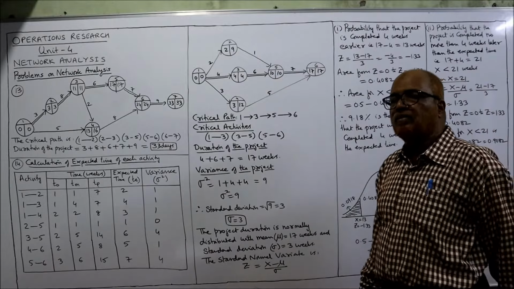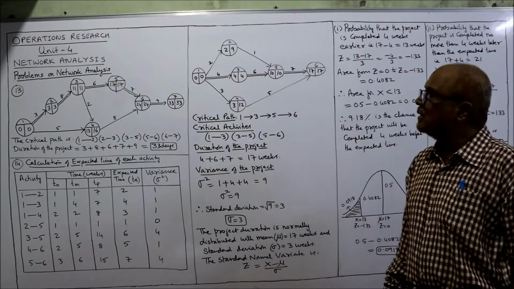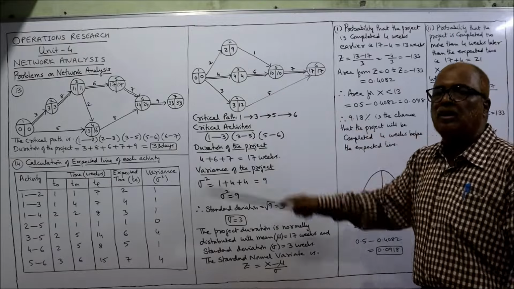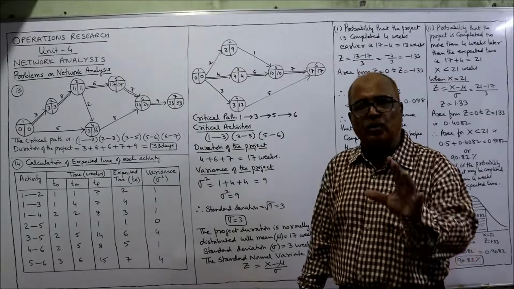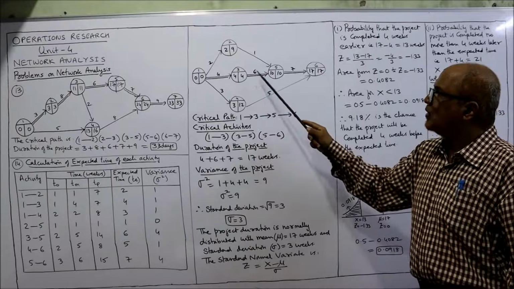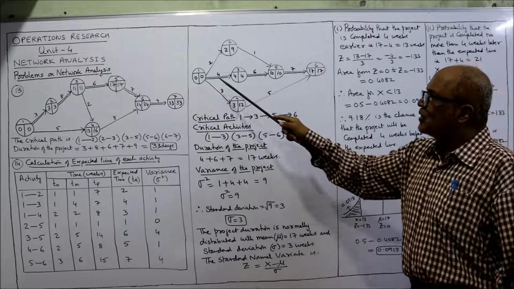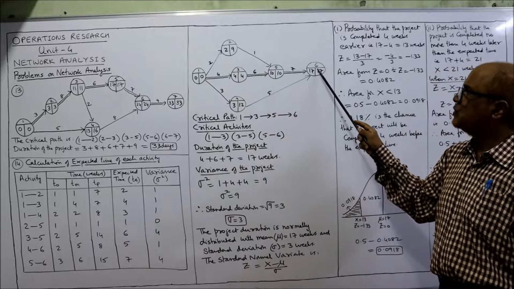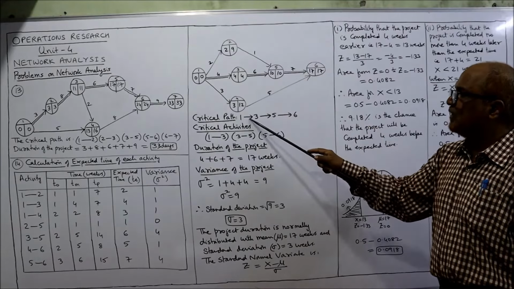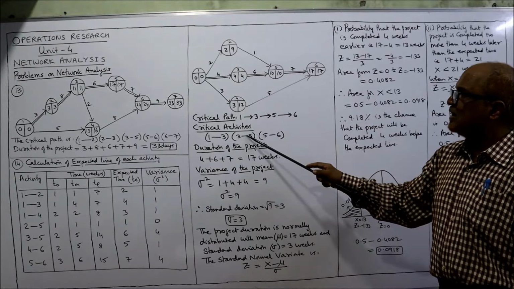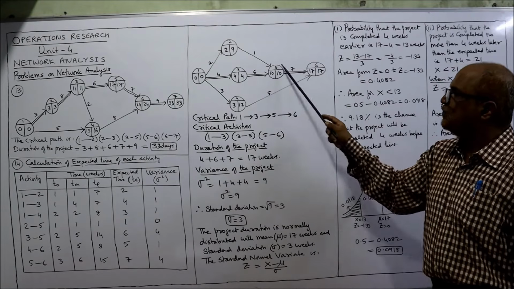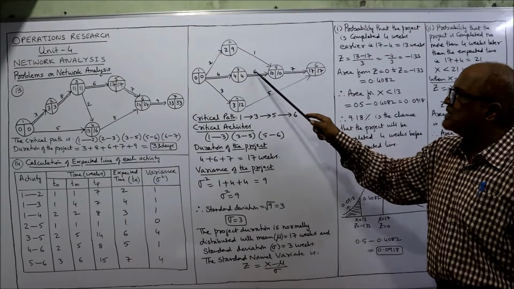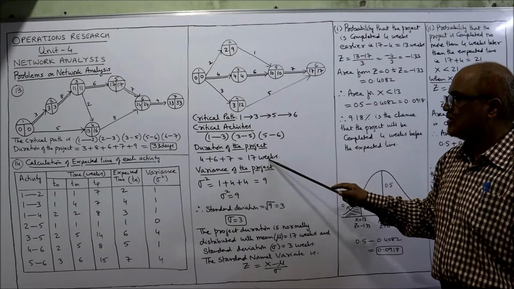Now the longest path from first event to last event is the critical path. These activities, 1 to 2 and 2 to 5, are not critical. Both values should be the same, then only critical. So here 4, 4, 10, 10, 17, 17. The critical path goes from first event to third event, third to fifth, fifth to sixth. So critical path is 1 to 3, 3 to 5, 5 to 6, and critical activities are 1 to 3, 3 to 5, 5 to 6. Duration of the project: add up 4 plus 6 plus 7, 17 weeks.